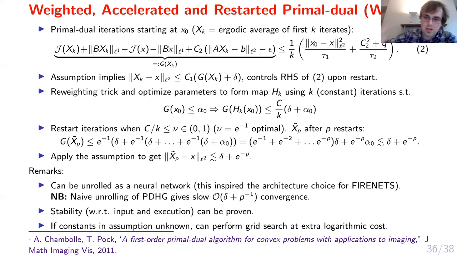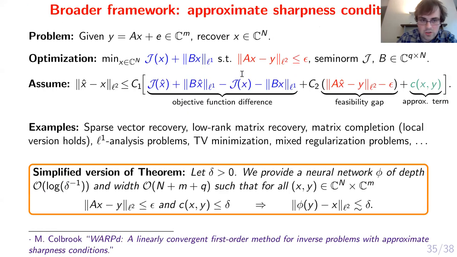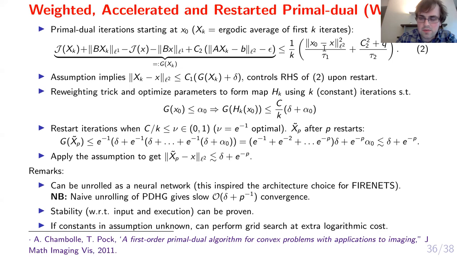And then you apply the approximate sharpness condition once more, and you end up with the final result. Okay, so in other words, what you do is you take this assumption, you apply it to the right-hand side of the error bound of this first order method. You unroll the algorithm, and then you do a restart and reweight, and you end up with this exponential convergence down to delta. It's a bit subtle, because if you just naively unroll PDHG, then you typically will only get slow delta plus one over P convergence. You can actually show that this process is stable with respect to both the input and the execution of the algorithm. And if you don't know these constants, okay, so these constants C1 here and C2, then you can approximate them with a grid search, and this only incurs a logarithmic cost.